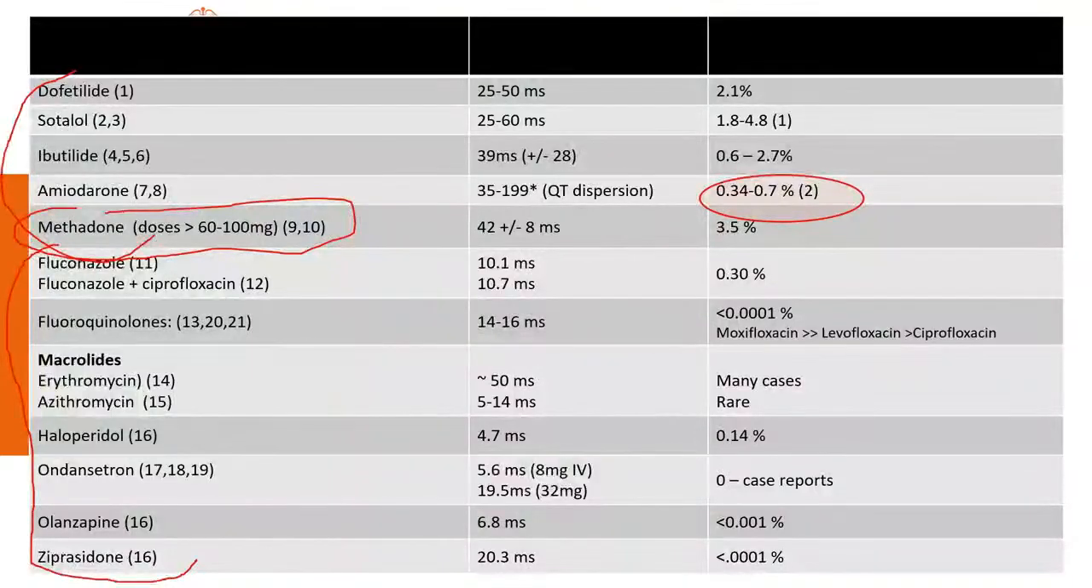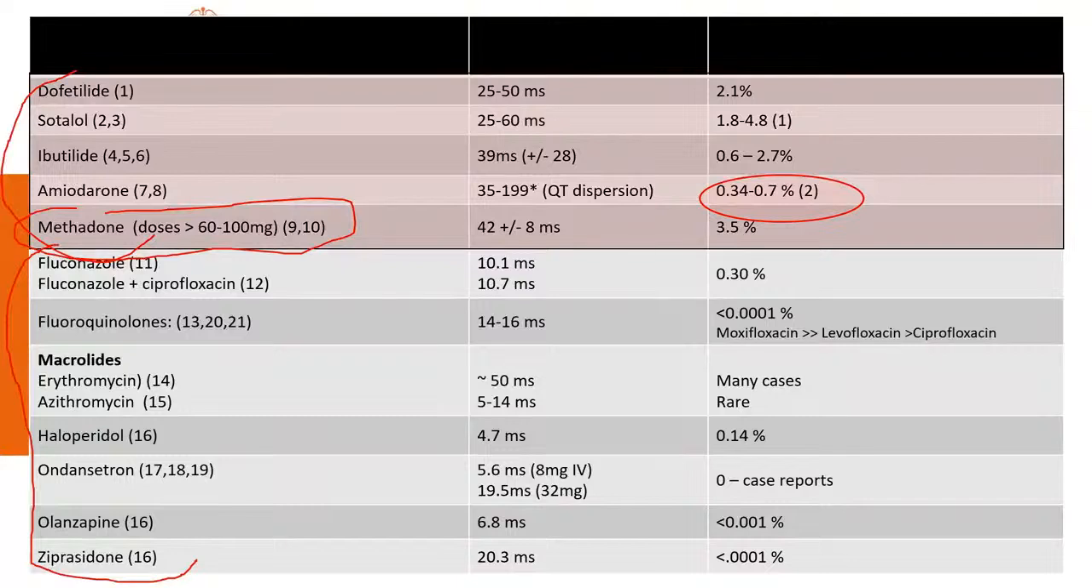And briefly, here's just a quick chart of very common QT prolonging medications. Our class 3 agents up here. Methadone falls kind of in the middle here. And then all of these common offenders that we get alerts for in our electronic health record. But what I say, again, is the dofetilide, the sotalol, ibutilide, and methadone especially.